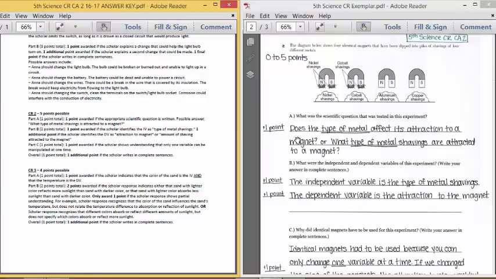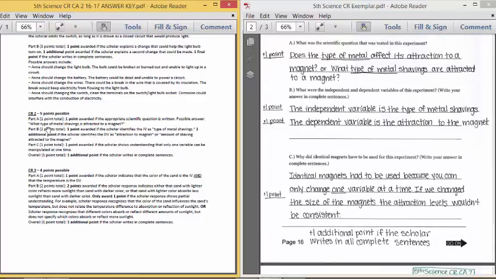So 1 point should be awarded if the correct scientific question is asked. What is important is that they note that the independent variable is some type of metal is affected. Does the type of metal affect the attraction to a magnet, or what type of metal shavings are attracted to a magnet? Something along those lines will receive 1 point.